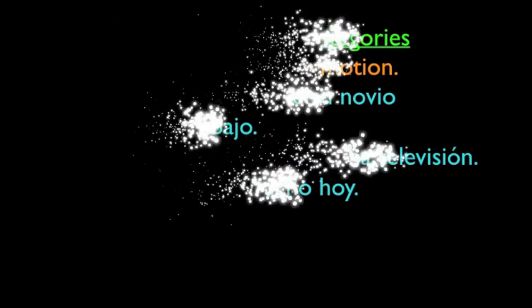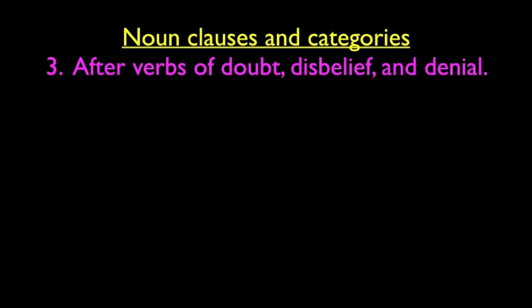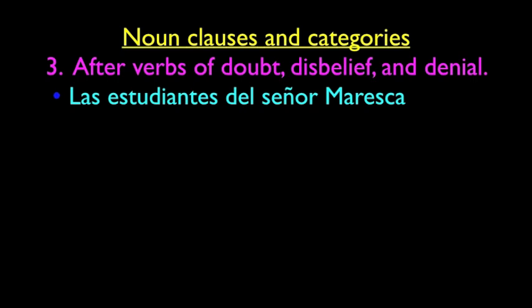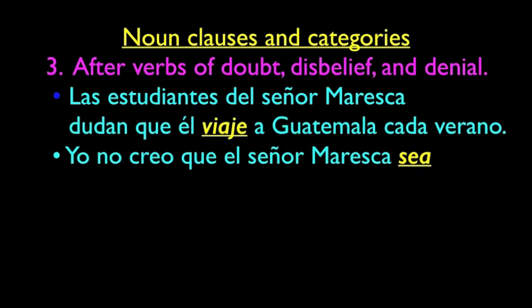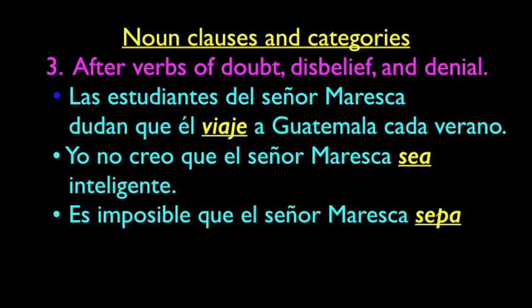Anyway, then we have the third use of the subjunctive, right here in noun clauses again, after verbs of doubt, disbelief, and denial. Remember this. Las estudiantes del señor Maresca dudan que él viaje a Guatemala cada verano. My students doubt that I travel to Guatemala each summer. Just because you doubt that I do that doesn't mean I don't do it. I may do it. And then we have, yo no creo que el señor Maresca sea inteligente.